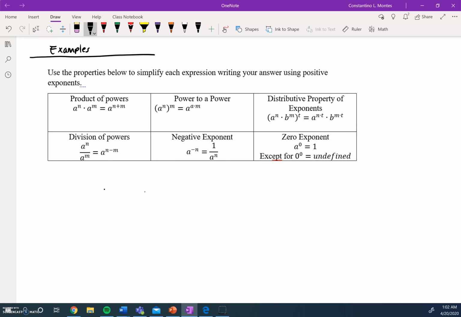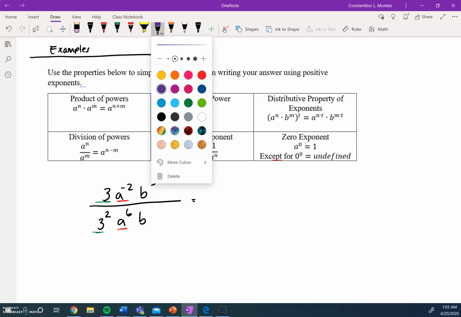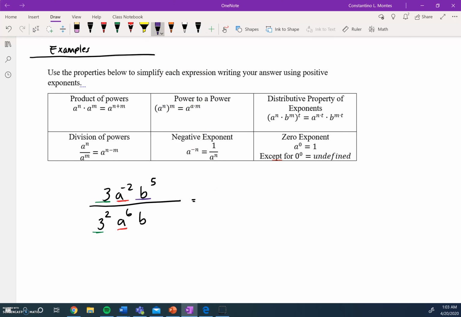Let's do 3a to the power of -2, b to the power of 5, divided by 3 to the power of 2, a to the power of 6, and b. Okay, so in this case I have 3 different bases. I got the base of 3, I got a base of a, and then I also have a base of b. So deal with those each separately.